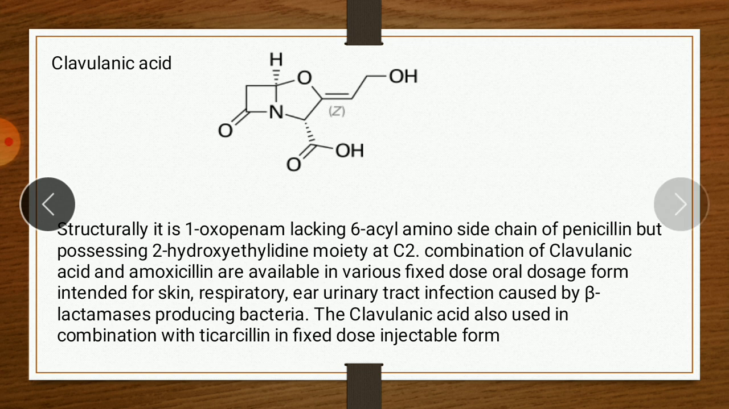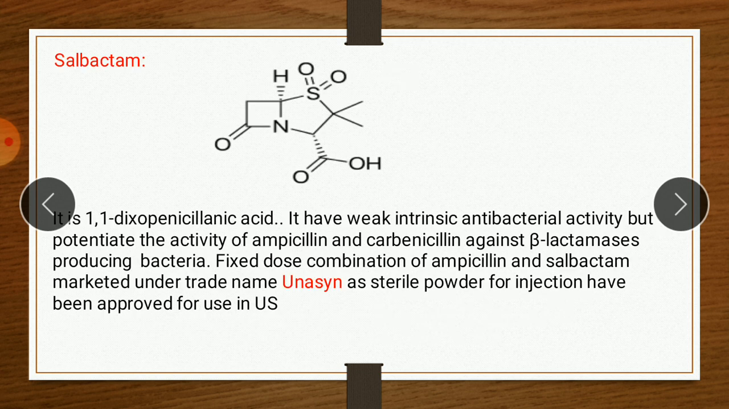Now the next example of this category, sulbactam. So it is the structure of sulbactam. It is a 1,1-dioxopenicillanic acid. It has weak intrinsic antibacterial activity but potentiates the activity of ampicillin and carbenicillin against beta-lactamase producing bacteria. A fixed dose combination of ampicillin and sulbactam is marketed under the trade name Unasyn. Unasyn, as a sterile powder for injection, has been approved for use in the United States.